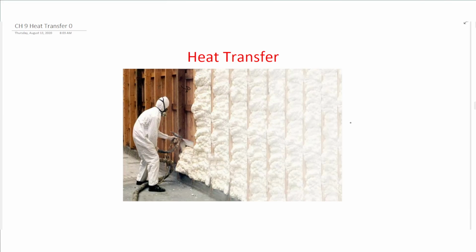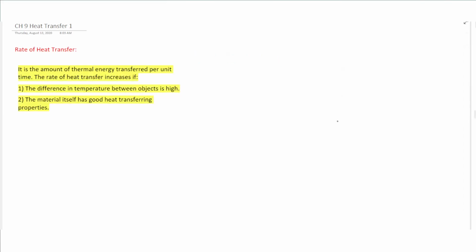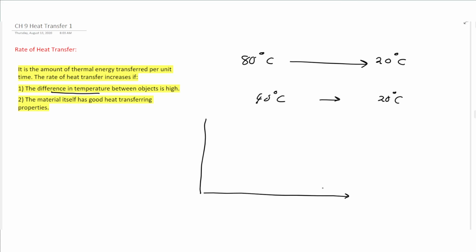The next chapter is about heat transfer. Heat transfer depends on something called the rate of heat transfer, and it depends on the difference in temperature between two objects. For example, if one object is at 80 degrees Celsius and the other is at 20 degrees Celsius, the rate of heat transfer will be high. If one is at 40 degrees and the other is at 20 degrees, the rate of heat transfer will be low. That's why if you leave an object in a room with a room temperature of about 25 degrees Celsius, any temperature between 20 and 26 degrees Celsius is acceptable for a value or an estimate of room temperature.